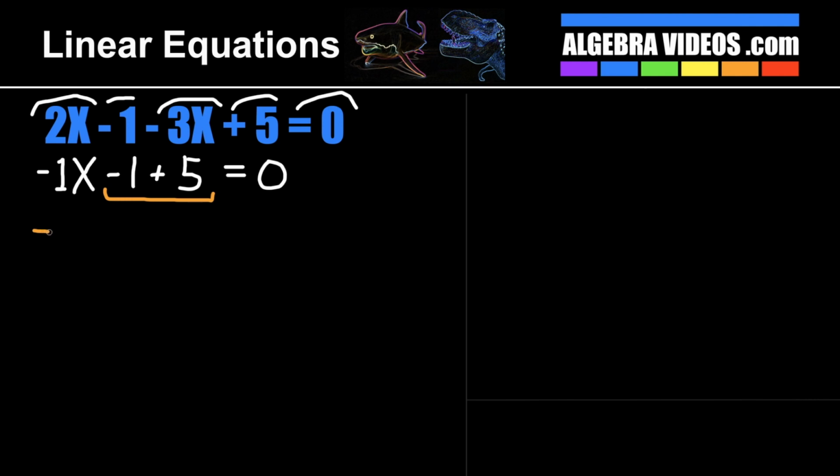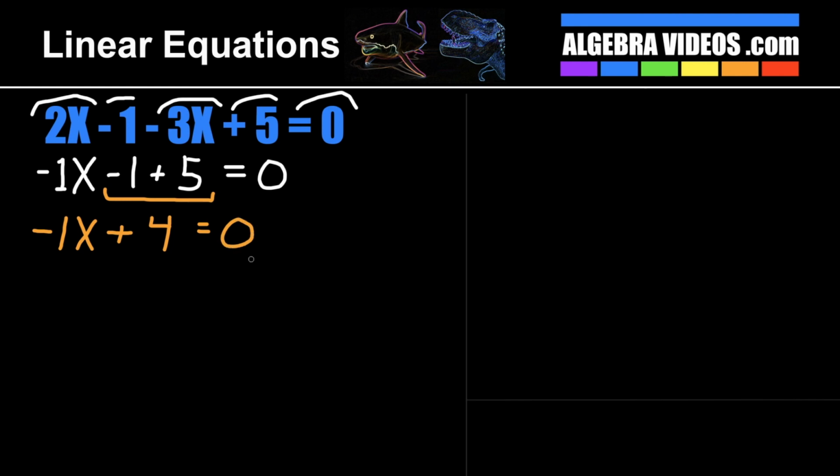So let's just rewrite this equation. Negative 1x, and then all of this part above the orange line here simplifies to a positive 4. And that equals 0.